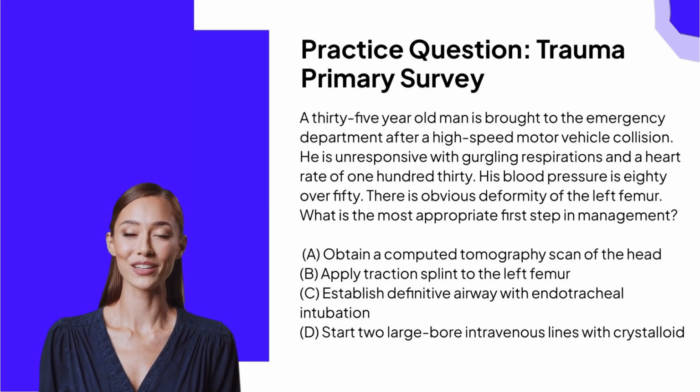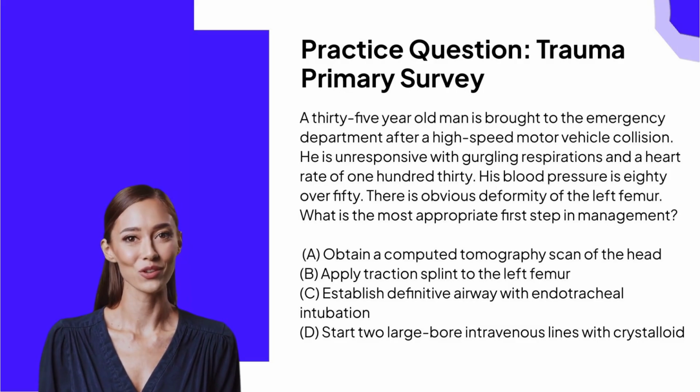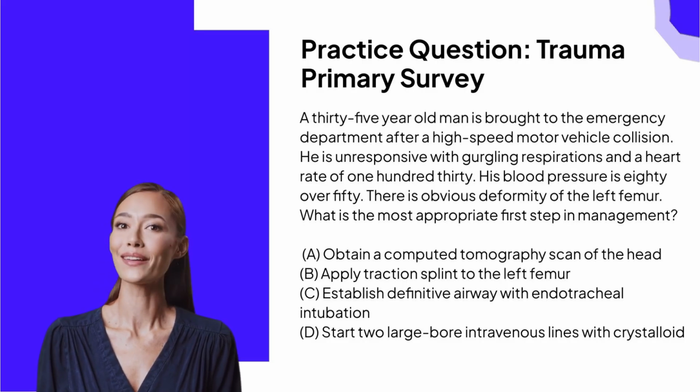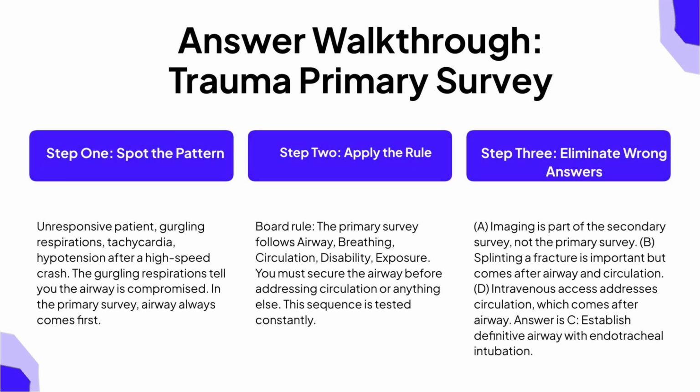Take a moment to think about this. What are the key clues in this stem? The patient is unresponsive with gurgling respirations. This immediately tells you the airway is not secure. Let us walk through this answer. Step 1. Spot the pattern. You have an unresponsive trauma patient with gurgling respirations, tachycardia, and hypertension. The gurgling is the critical clue because it tells you the airway is compromised.